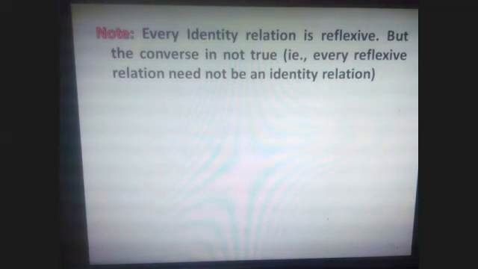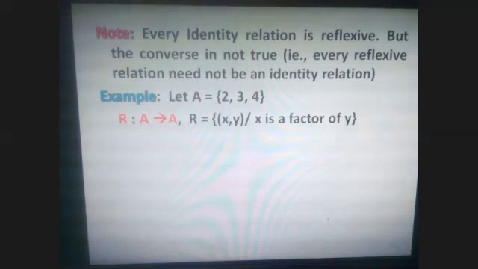We can easily note that every identity relation is very much reflexive, but all reflexive relations need not be identity relations. There may be reflexive relations which are not identity relations. For an example, let A be {2, 3, 4}. R is equal to the set of (x, y) such that x is a factor of y. It is very much reflexive. (2,2) is there, (3,3) is there, (4,4) is there.